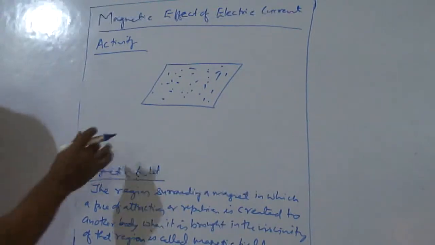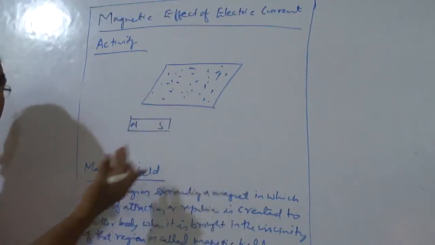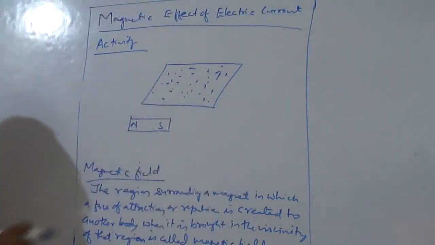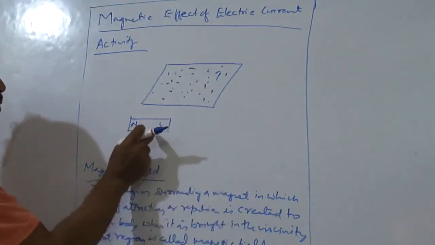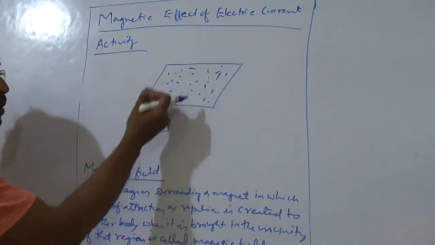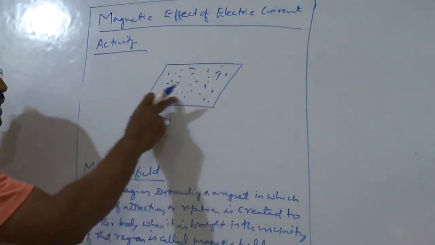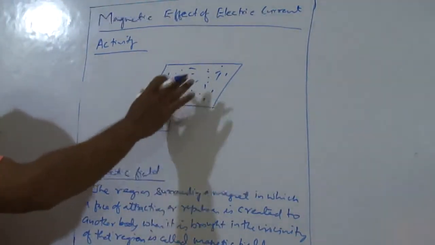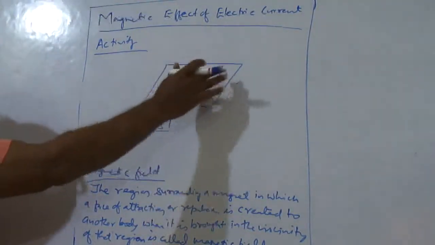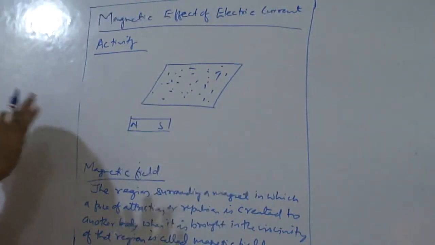Now you bring one bar magnet, and you take it to the bottom side of this paper and move it at the bottom. Due to its presence, what you will find, these iron particles will arrange themselves in a particular fashion. Earlier it was randomly placed, scattered. These particles were in scattered condition, randomly placed anywhere.